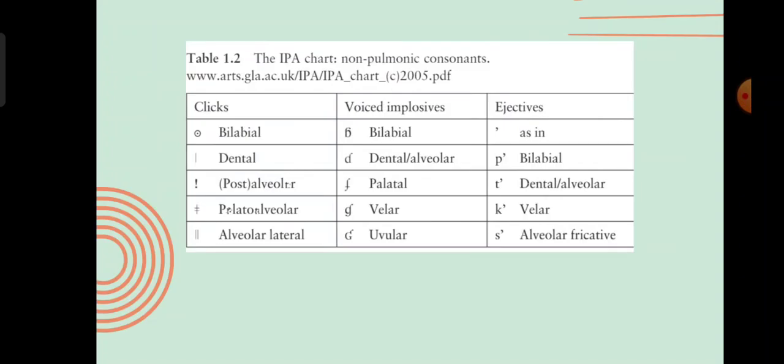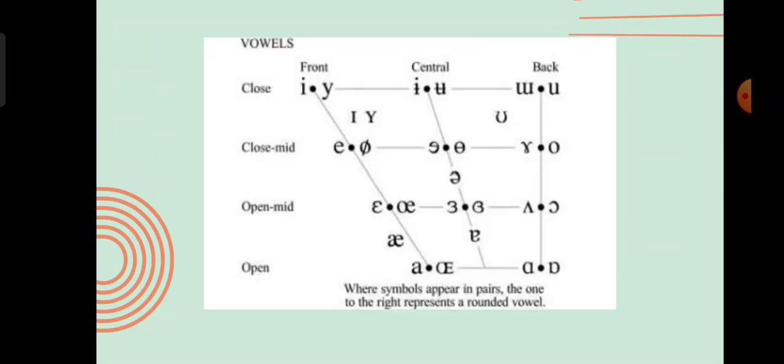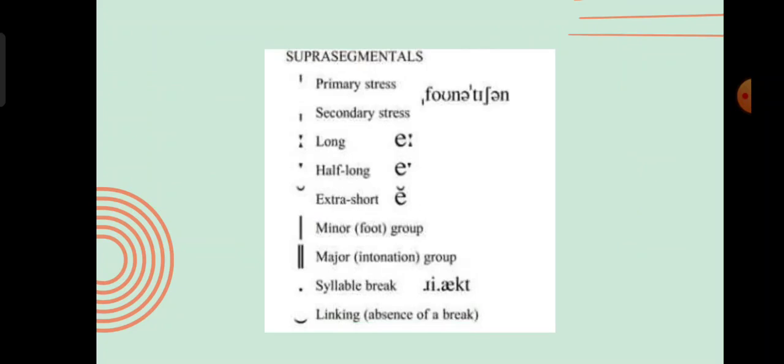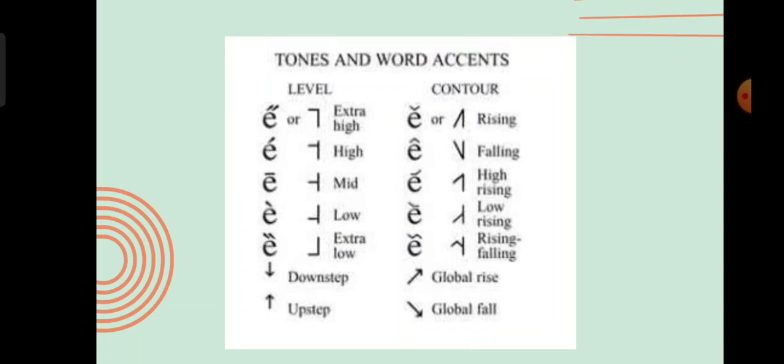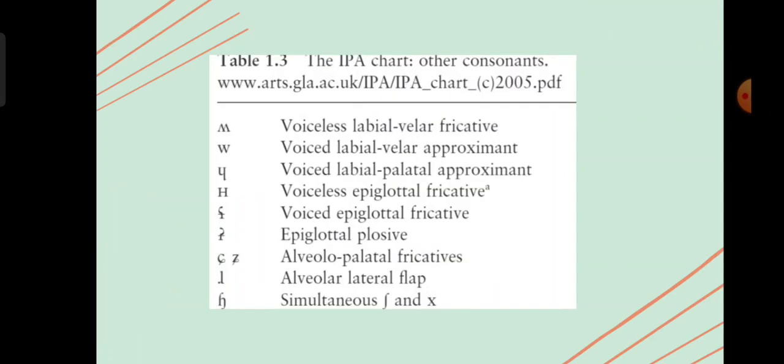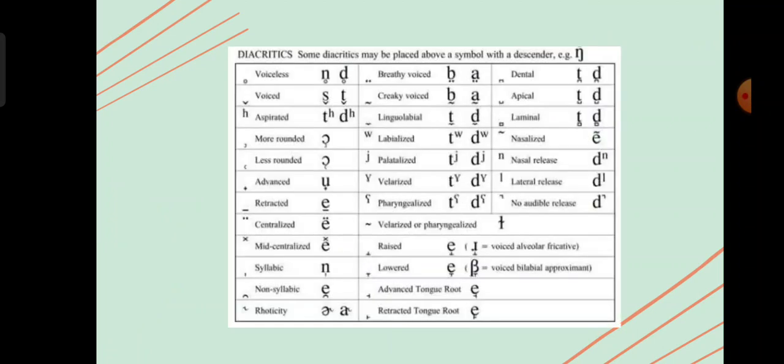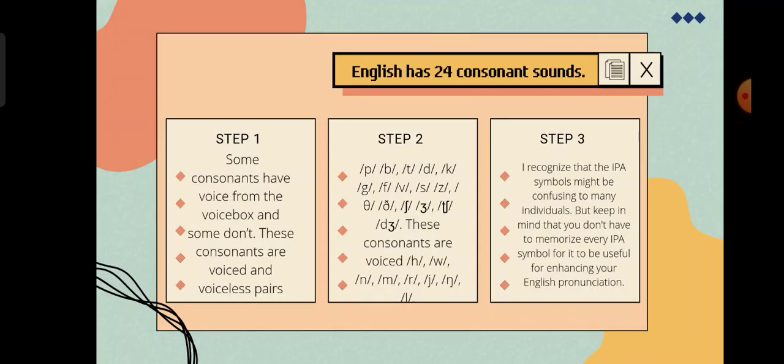Next we have the IPA non-pulmonic consonants. Next we have vowels, suprasegmentals, tones and word accents, and the IPA chart of other consonants. Next are the diacritics. Some diacritics may be placed above a symbol with a descender. So English has 24 consonant sounds.